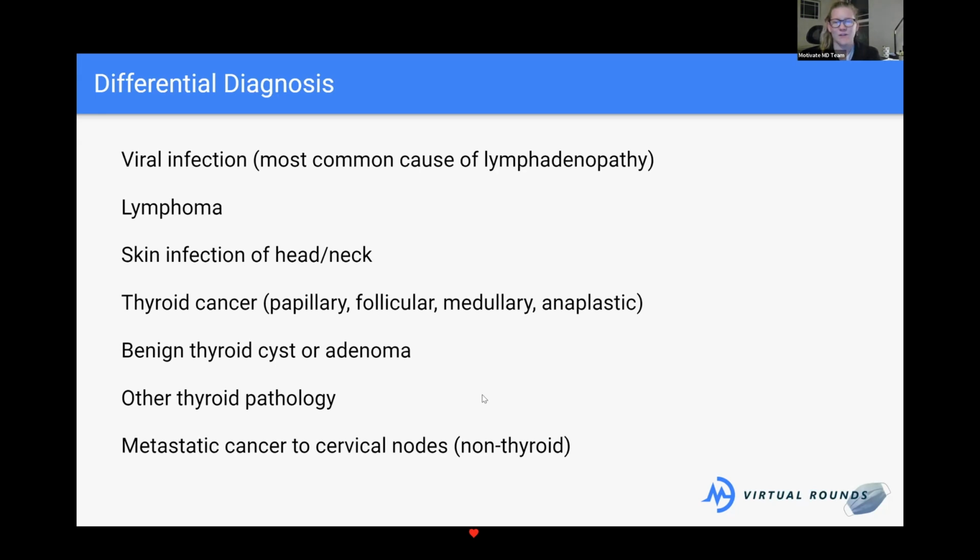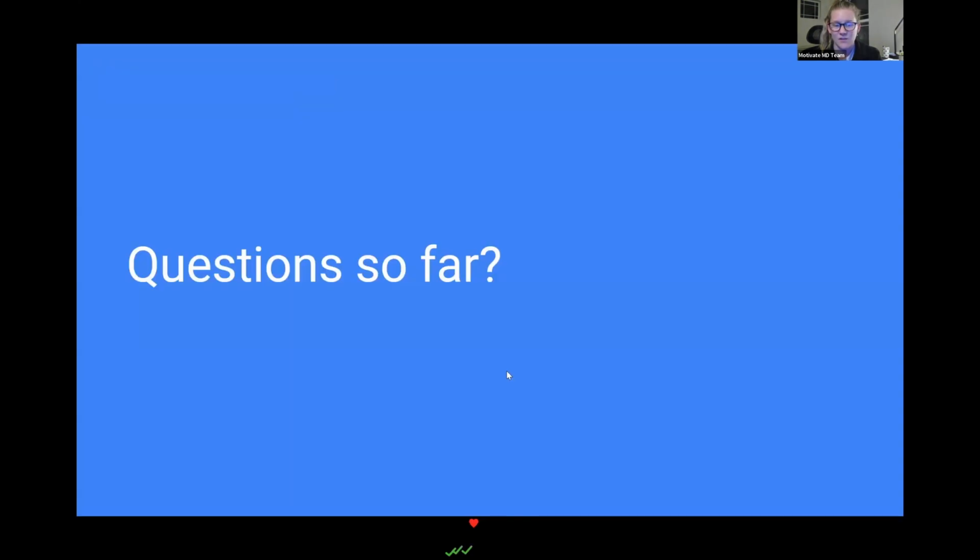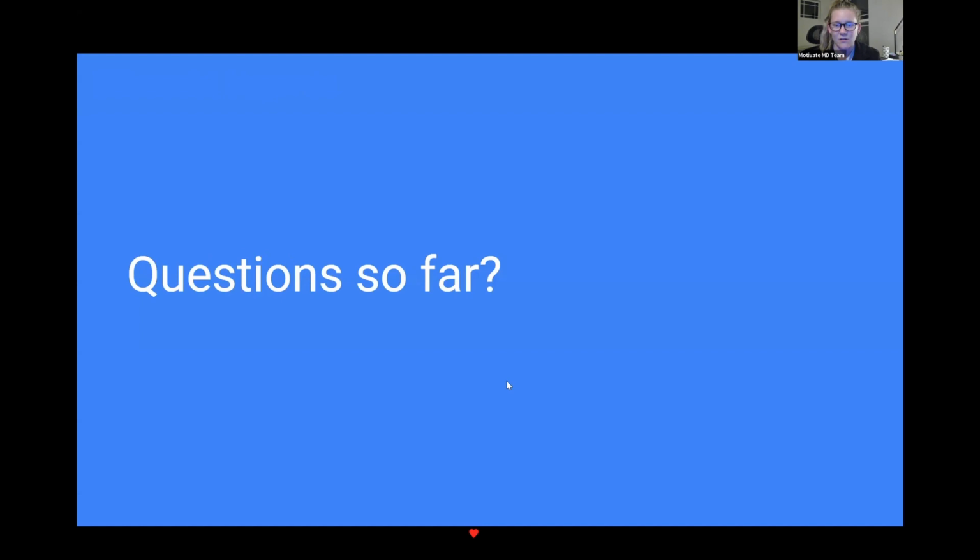All that we have from her history is that she's got this lymph node and some possible family history of cancer. So do we have any questions so far at this point about the history or formulating our differential? And is this pace okay for you guys as well? Are we going too fast or too slow at all?